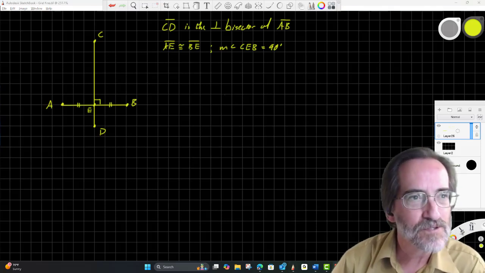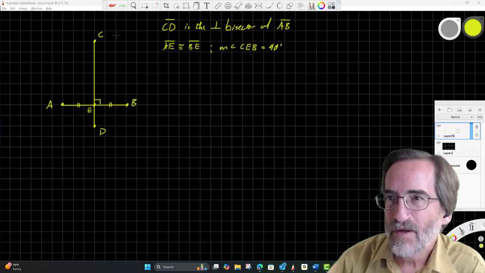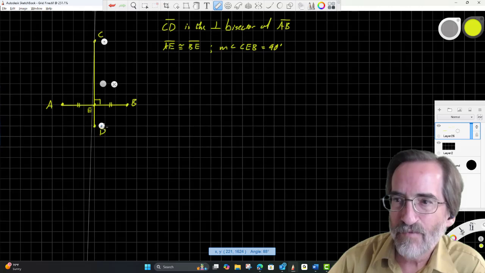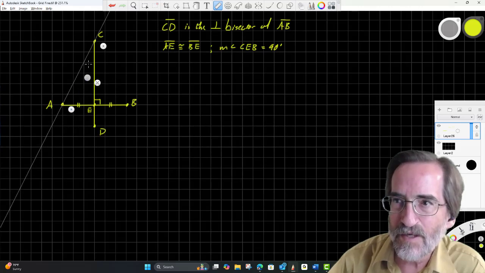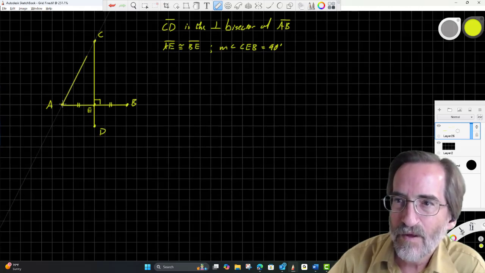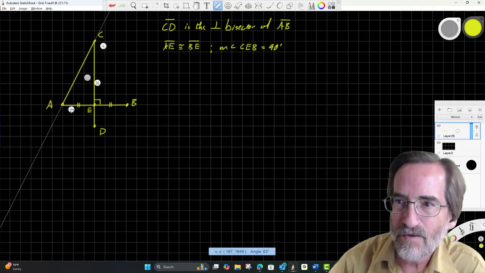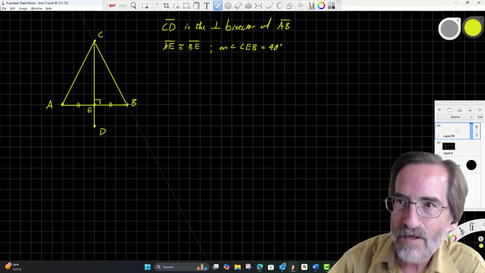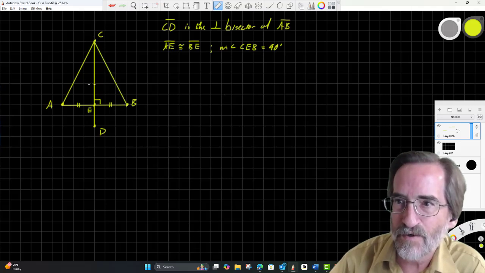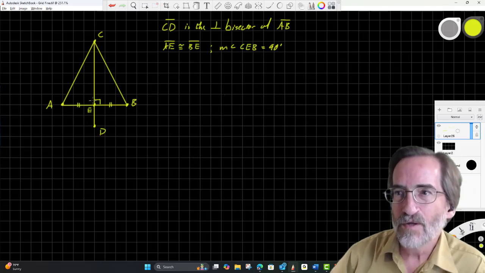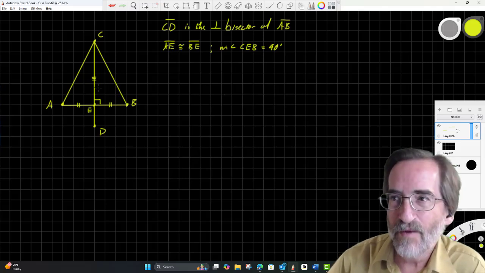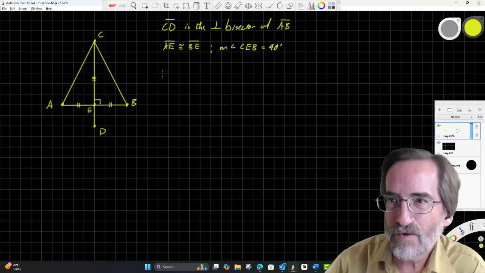Okay. But what does that mean in general? Let's see if we can extrapolate a little bit what that means. I'm going to draw some other lines. I'm going to draw segment AC and segment BC. AC and BC. And we're going to look at two triangles here. You'll note that EC is shared by both triangles. And so I'm going to write a proof here.